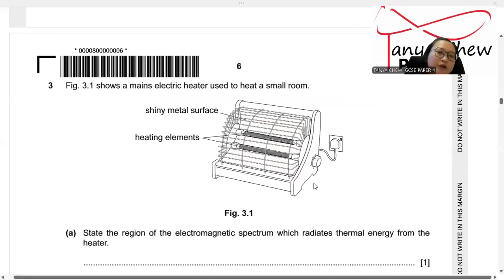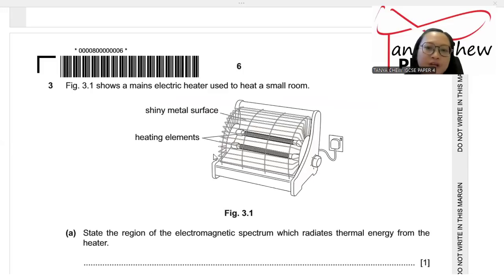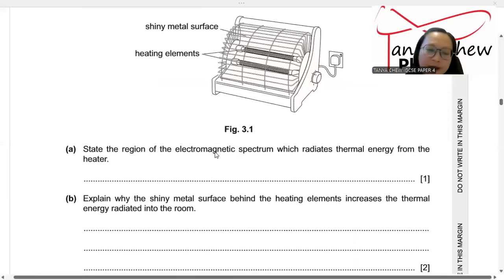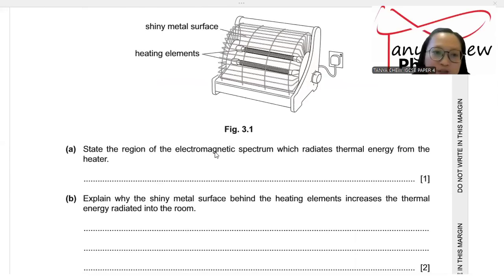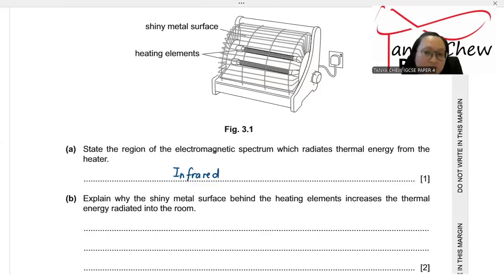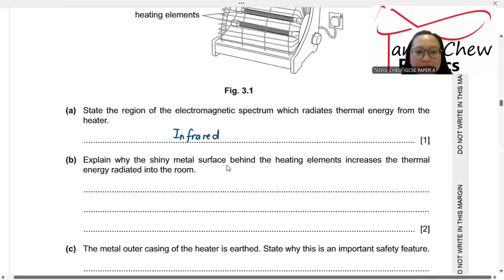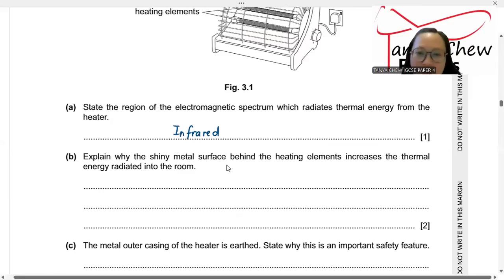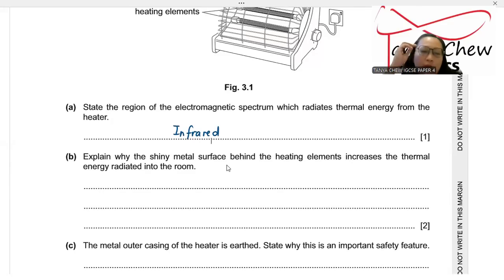Now, the third question. Fig 3.1 shows a mains electric heater used to heat a small room. A, state the region of the electromagnetic spectrum that radiates thermal energy from the heater. It is called infrared. Anything, any object that has heat, can emit infrared. That's for your knowledge. Now, explain why the shiny metal surface behind the heating elements increases the thermal energy radiated into the room.